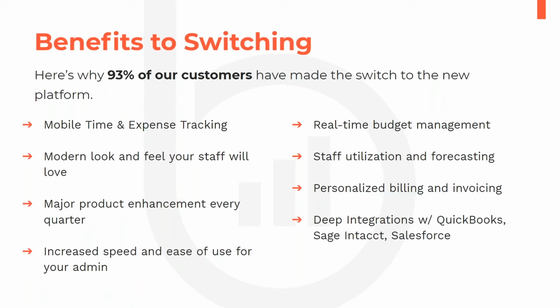We have increased speed and ease of use for admins as well. Again, the idea is to reduce the amount of time that you need to spend getting things done. Real-time budget management, staff utilization, and forecasting, these things are a lot easier to do in the new system as well, which we'll go over pretty in depth today. Personalized billing and invoicing can be done with ease out of BigTime IQ. Also welcome to continue doing that out of QuickBooks Desktop, as we still have our deep integration with QuickBooks. Also now, Sage Intacct is another accounting system, and Salesforce.